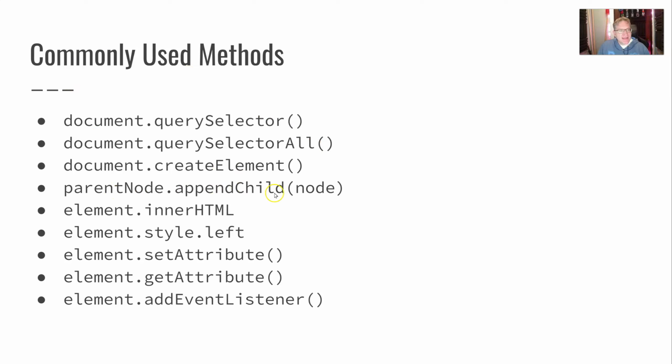You can append a child, a node that you just created, to its parent to add things to the document. And then as far as elements go, you can access the inner HTML, which we've done. You can change style, you can get and set attributes, and you can add listeners, which allows you to connect up functionality in your code to various objects like buttons.